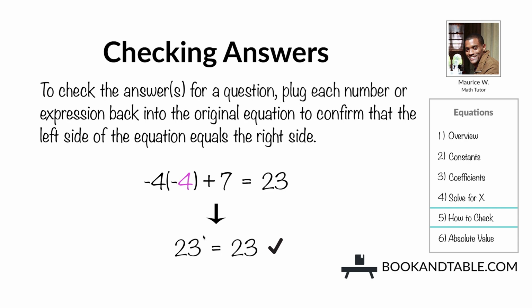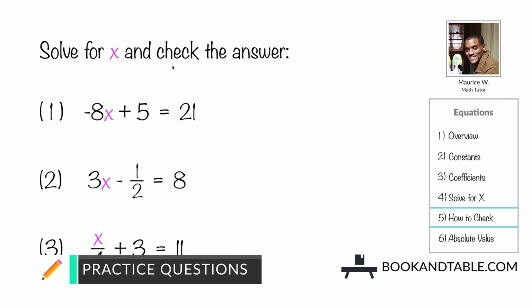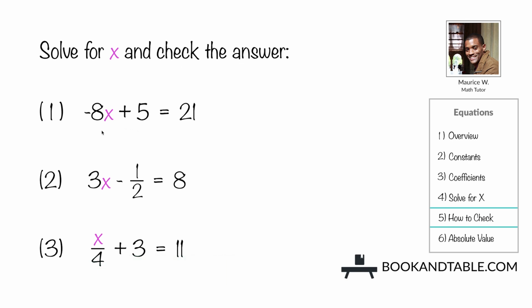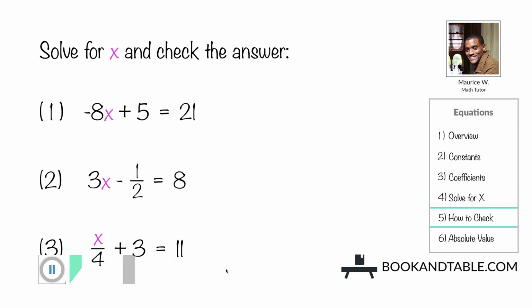Okay, so let's try a few more practice questions, and now we'll also have you check the answer. Question number 1, negative 8x plus 5 is equal to 21. Question number 2, 3x minus 1/2 is equal to 8. And question number 3, x divided by 4 plus 3 is equal to 11. Pause the video, solve these questions, and then press play when you are ready.